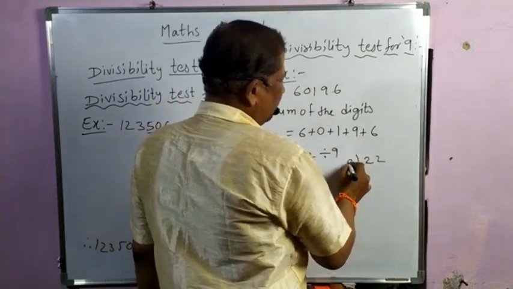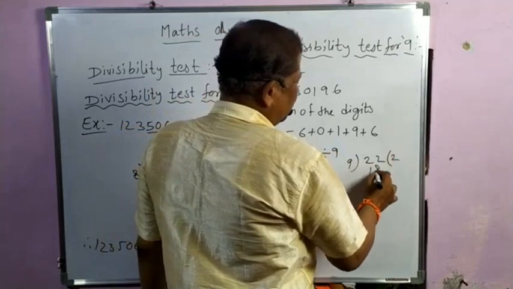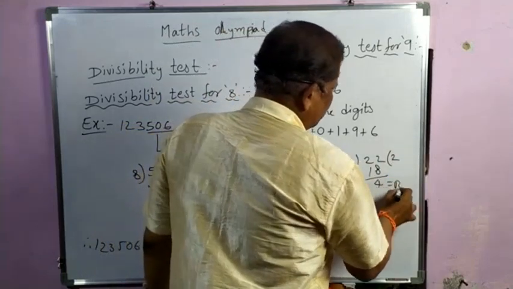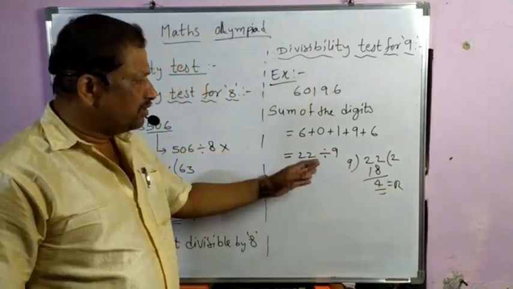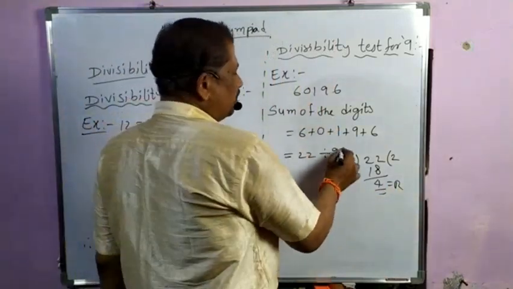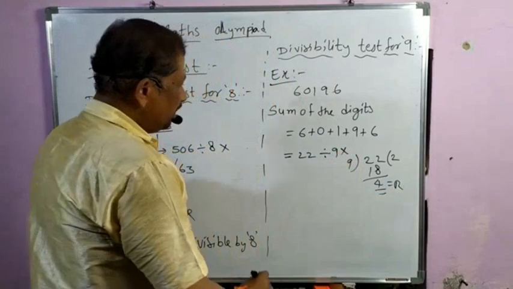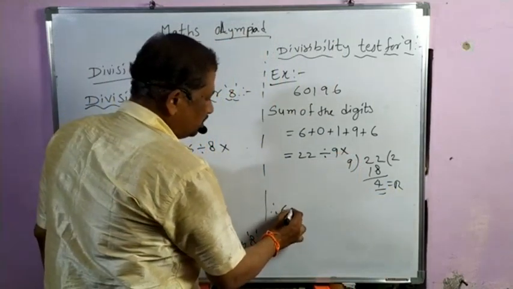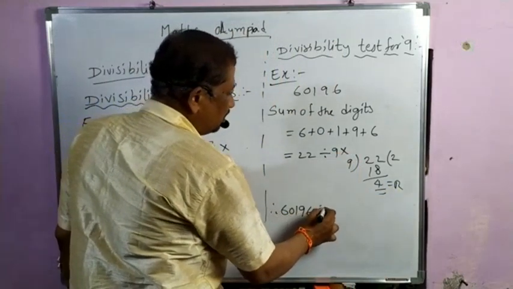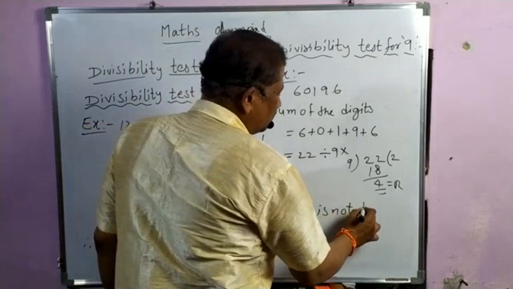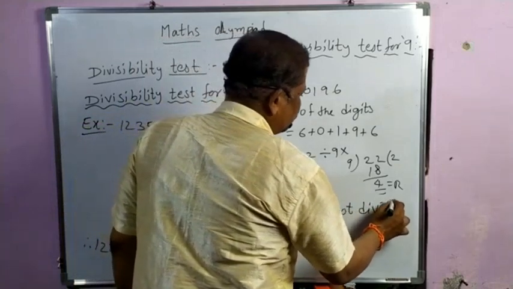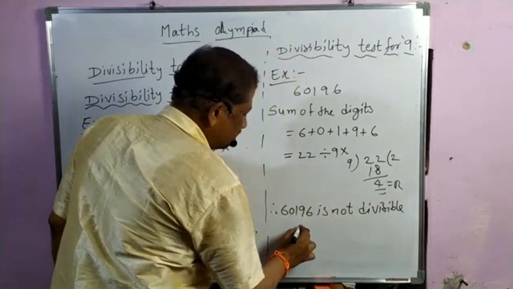No, it is not divisible by 9. 9 2s are 18. Here the remainder is 4. So it is not divisible by 9. If it is not divisible by 9, then the number is also not divisible by 9. Therefore, 60196 is not divisible by 9.